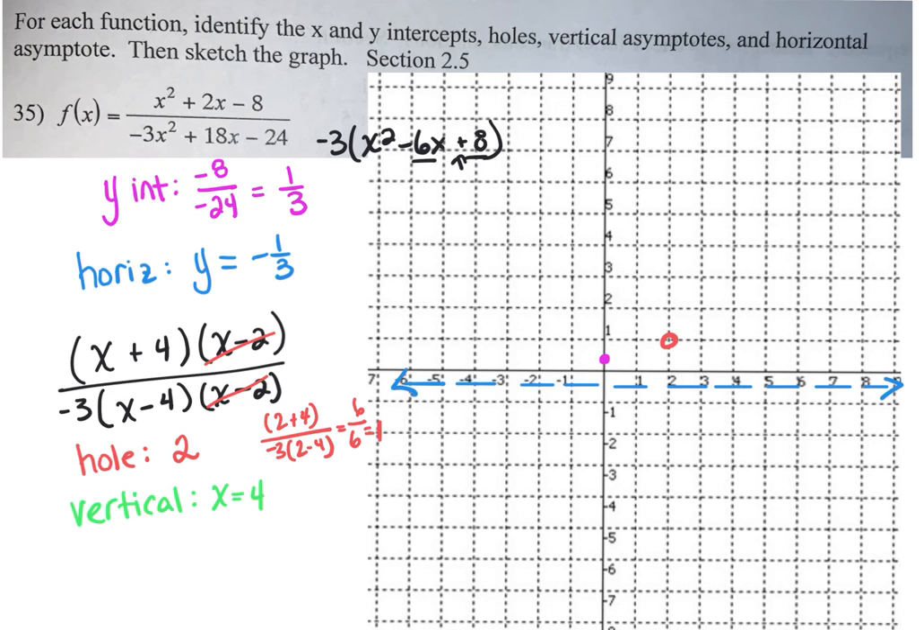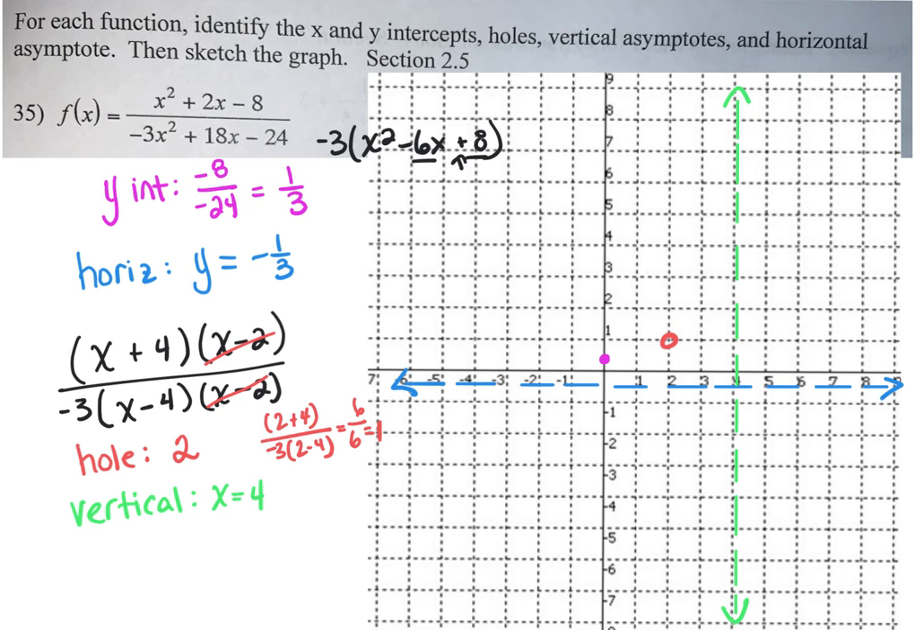And so I can go to positive 4. And then I want to draw my vertical here. What makes the denominator 0 but does not cancel out? That's this guy right here, okay? That guy right there. And then the last thing they're asking for is my y-intercept.